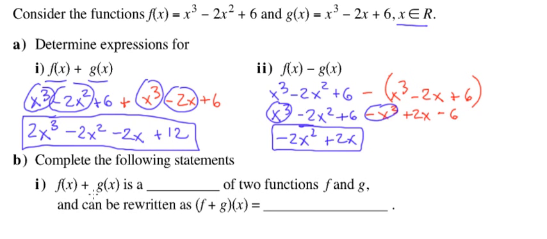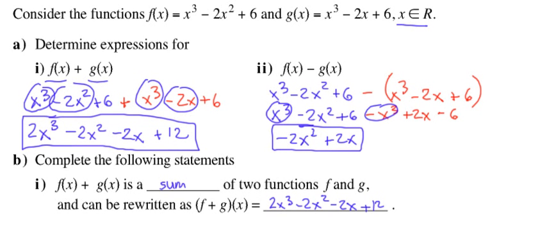Okay, so complete the following statements. f of x plus g of x is a sum. That's what you get when you add things. And it can be written as f plus g of x equals this whole thing up here: 2x cubed minus 2x squared minus 2x plus 12. You get the idea. f of x minus g of x, when you subtract two things, it's called a difference. Even if those things are functions, it's still called a difference. And it can be written as minus 2x squared plus 2x.